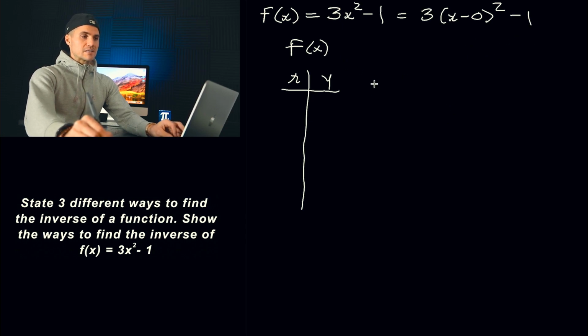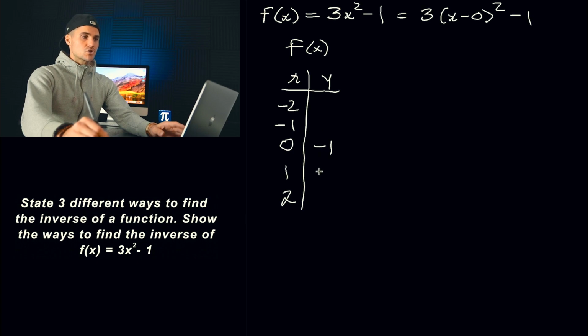So what I'm going to do is make a table of values for it. I'm going to put that vertex in the middle, and to make it symmetric, I'm going to pick 2 x values to the left, so let's say -1 and -2, and then 2 x values to the right, so let's say 1 and 2. And then the y values we get here should be symmetric.